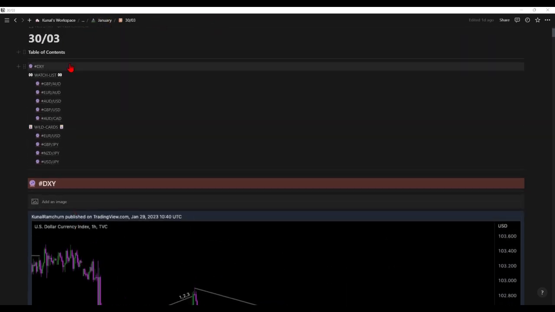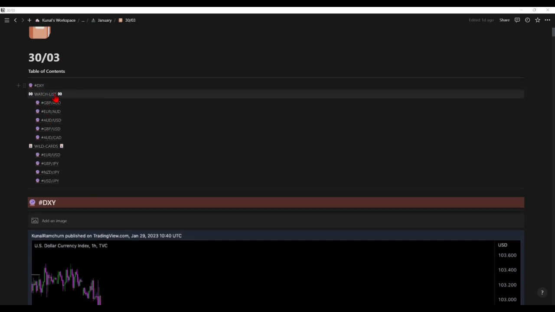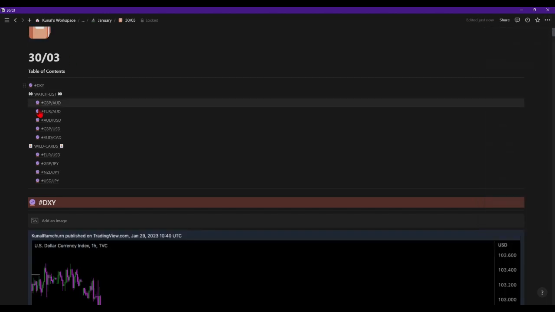Essentially, all I do is have it on Notion, which the link is in the description as well, and I just put them together in here. Let me just lock this so I don't mess with the template. So it's all in here. I have basically all my pairs that are on main watch, and then I have the wildcards.